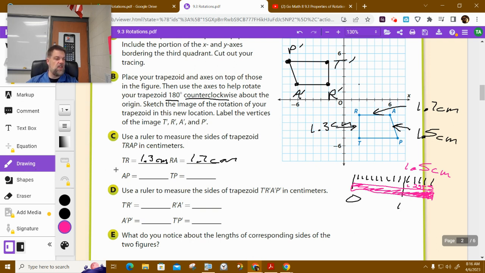Okay? Anyways, let's finish filling this out. A to P is 1.5. And T to P is 2.2. Now, if you're drawing this by hand and you didn't use a straight edge, these might be a little bit off, but this should also be 1.3 centimeters. This should also be 1.7 centimeters. This should also be 1.5, and this should be 2.2 centimeters. So this was 2.2 centimeters.